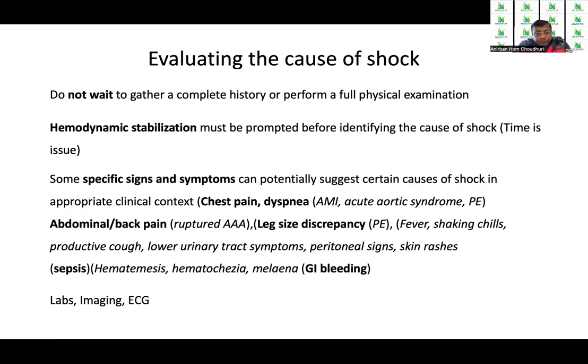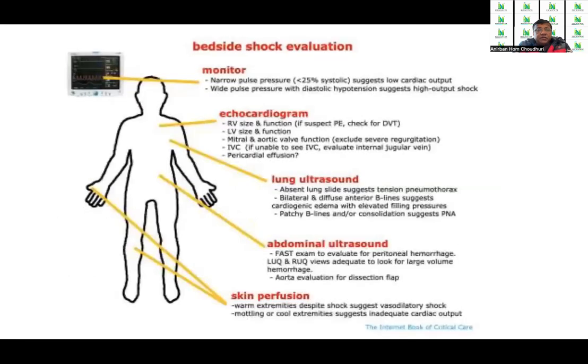Some specific signs and symptoms can potentially suggest certain causes of shock in the appropriate setting, like chest pain and dyspnea. These are features of acute myocardial infarction, acute aortic syndrome, pulmonary embolism, etc. If there is abdominal pain or back pain, that may suggest ruptured aortic aneurysm. Leg size discrepancy suggests pulmonary embolism. Fever, shaking chills, productive cough, lower urinary tract infections, peritoneal signs, skin rashes, all these are indicative of sepsis or septic shock. Hematemesis, hematochezia, bleeding, all these indicate GI bleeding. So we will have to identify the specific signs and symptoms quickly so that we can narrow down to the more specific causes rather than exploring all. And labs, imaging, and ECG are definitely important.